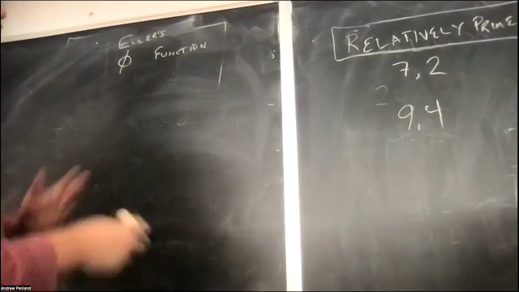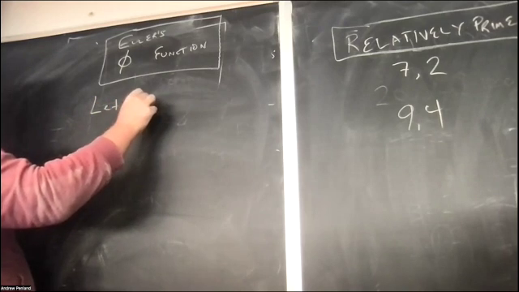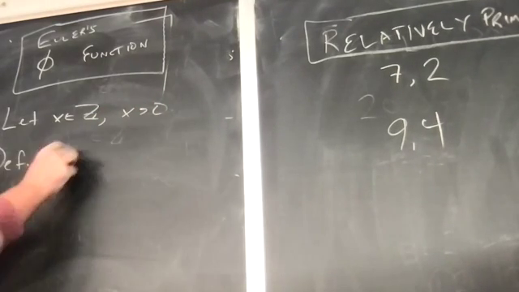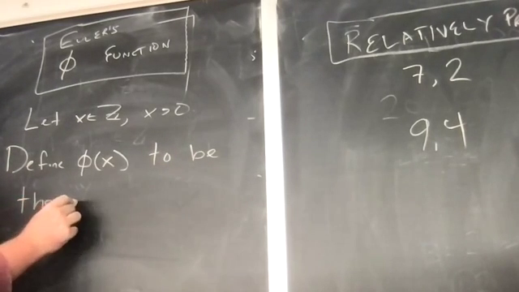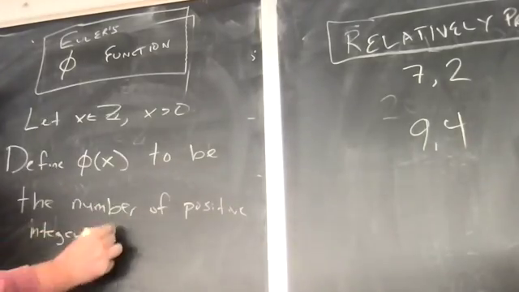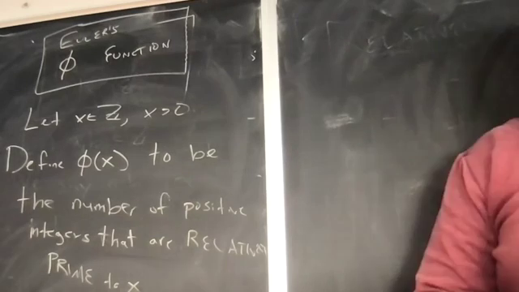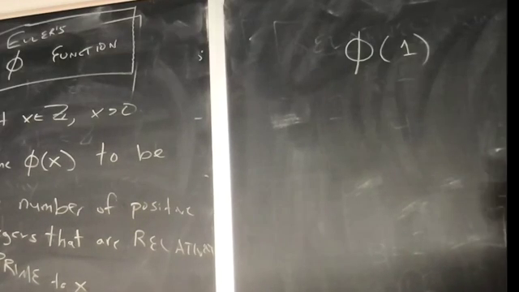And so we're gonna restrict to positive numbers for this one, but let x be an integer such that x is greater than 0. Define phi of x to be the number of positive integers that are relatively prime to x. And we just defined relatively prime. So what's phi of 1? I'm looking for the number of positive integers.